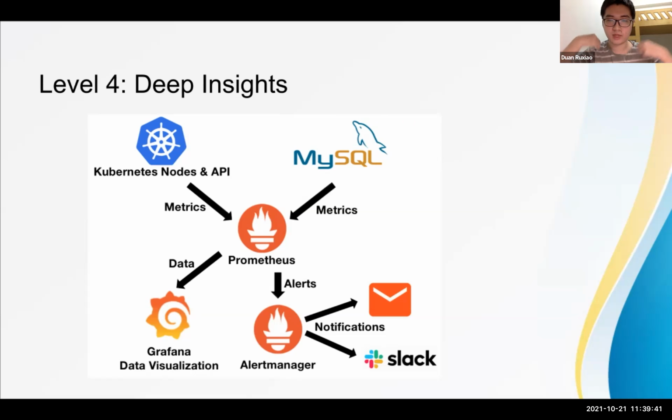For example, if any pods are down due to some unexpected events, an alert will be sent to the alert manager, which can further send notifications to the maintainer's email or other platforms like Slack. So app maintainers will have some knowledge about that. And also data can be sent to Grafana for data visualization.